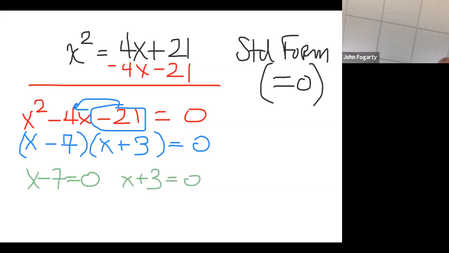So over here I get x is 7, and over here x is negative 3. So what you know is that whenever x is either 7 or negative 3, that equation will work. And there's your solution. Does that make sense?